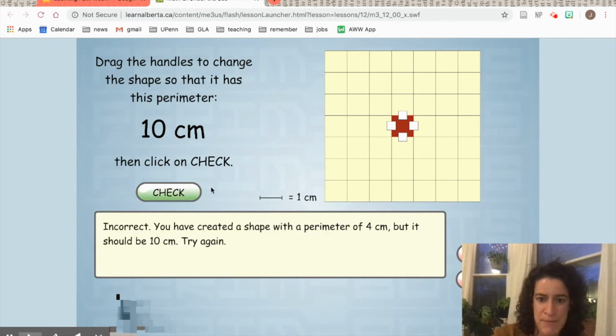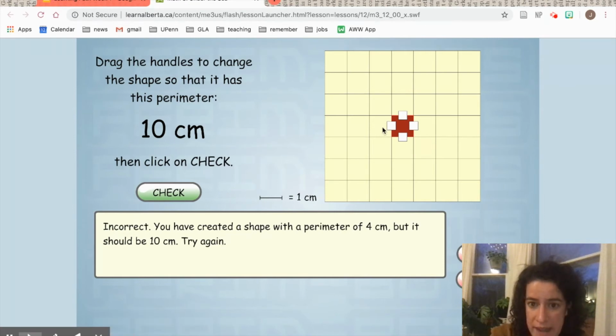Oops, I didn't even put the answer. We're going to check it and it's going to tell me incorrect or correct, and then it will let me start to build my robot. Okay, so I need to make a shape that has a perimeter of 10 centimeters. Remember, perimeter is the measure around the shape.